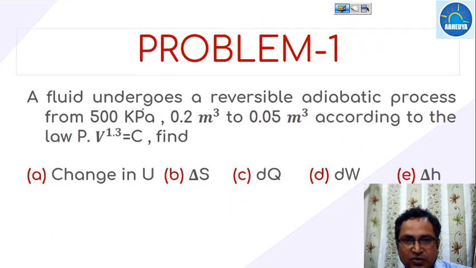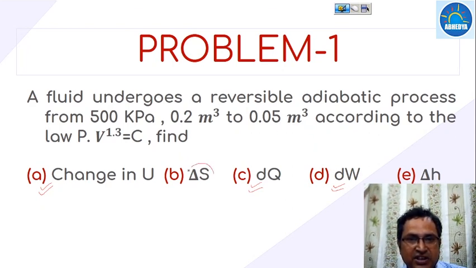Now let's do one problem related to this process. A fluid undergoes a reversible adiabatic process from 500 kilopascal at 0.2 meter cube to 0.05 meter cube according to the law PV raised to the power 1.3 equal to constant. Then find these values: change in U, that is the internal energy, change in entropy, dQ, W and delta H.